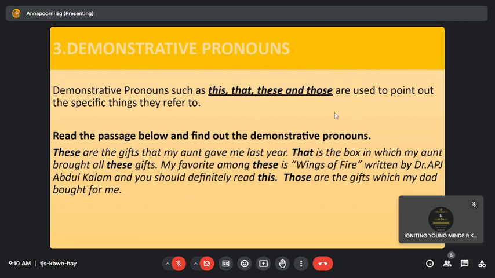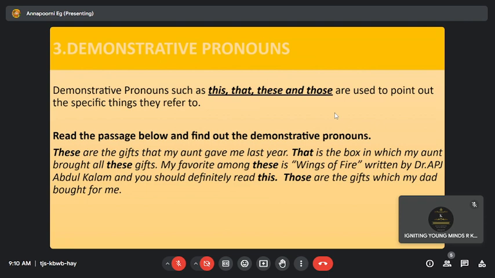Okay, so among these, my favorite book is Wings of Fire by APJ Abdul Kalam. And you should definitely read this. So these became this because Wings of Fire is one book. It is singular. Okay, so you should definitely read this. It means you should definitely read Wings of Fire.